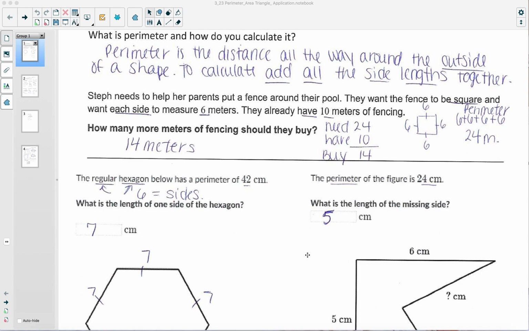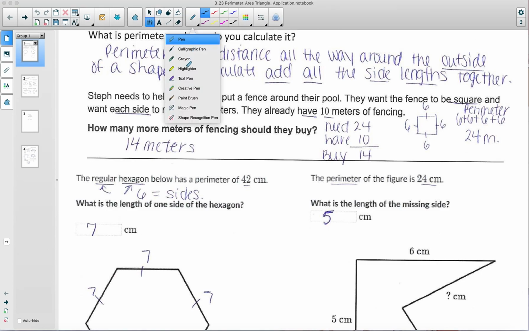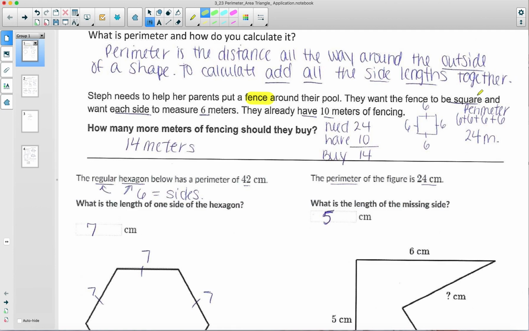So the first one is right here, and we are dealing with Steph. Steph needs to help her parents put a fence around their pool. So again, perimeter fencing makes sense. They want the fence to be square, okay, so key information, it must be a square, and want each side to measure 6 meters. Perfect. Now they already have 10 meters of fencing. We have to figure out how many more meters of fencing they should buy.